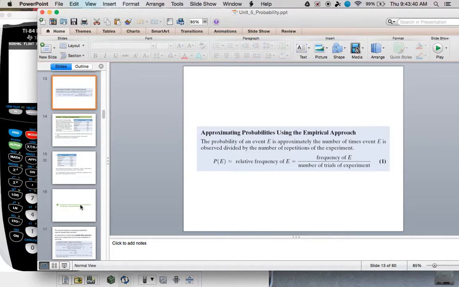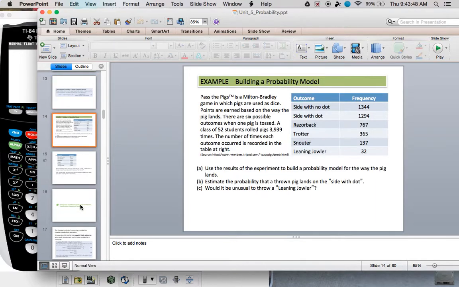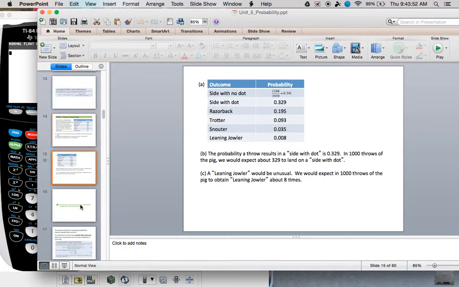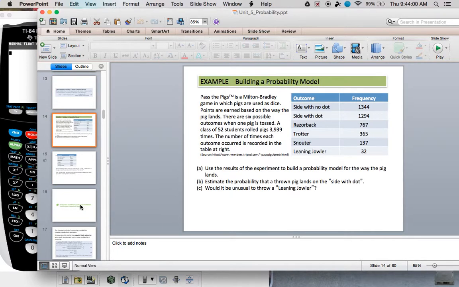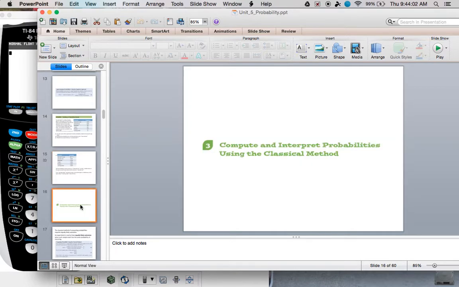If you flipped a coin 10 times and you got 2 heads, well, then it would be 2 out of 10, which is 0.2, excuse me. You can read how to build a probability model using the outcomes and actually divide the frequency over the total amount.